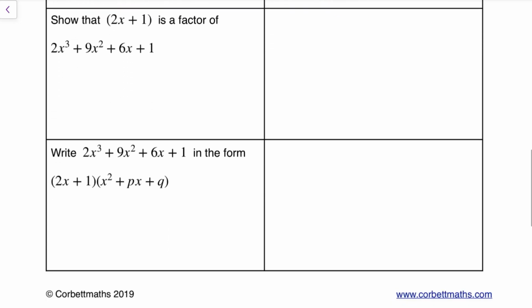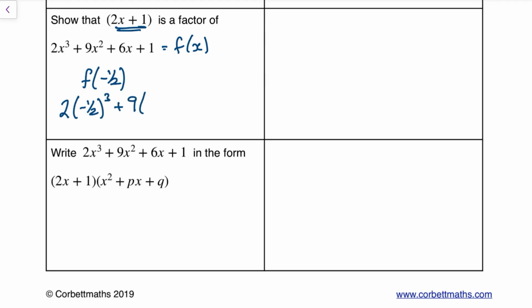Next question. Show that 2x plus 1 is a factor of. Now, the way I'm going to do this, again, pretty common approach you've seen me do. I'm going to call this f of x. Then I'm going to work out f of minus a half, because minus a half is the thing that makes this bracket equal to 0. Now, because it's a show that question, I'm going to do this really clearly. So it's 2 times minus a half cubed. I'll write all the steps out in between. 9 times minus a half squared, plus 6 times minus a half, plus 1.